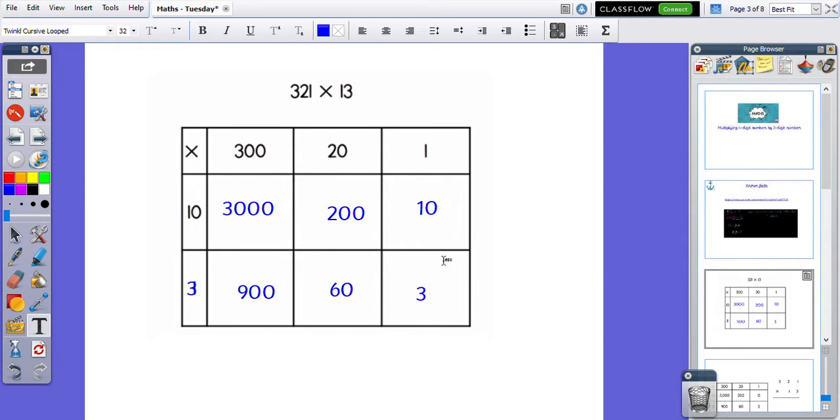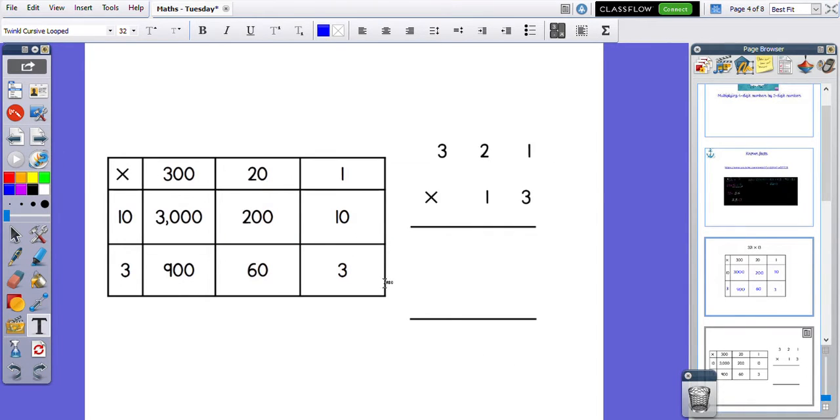Okay? So now we're going to have a look at putting this into formal method, okay? And formal method looks like this. It's like the column method. So what we're going to do is we're going to break this down step by step, and we're going to find where we can find the multiplication in this grid here. So let me show you what I mean.